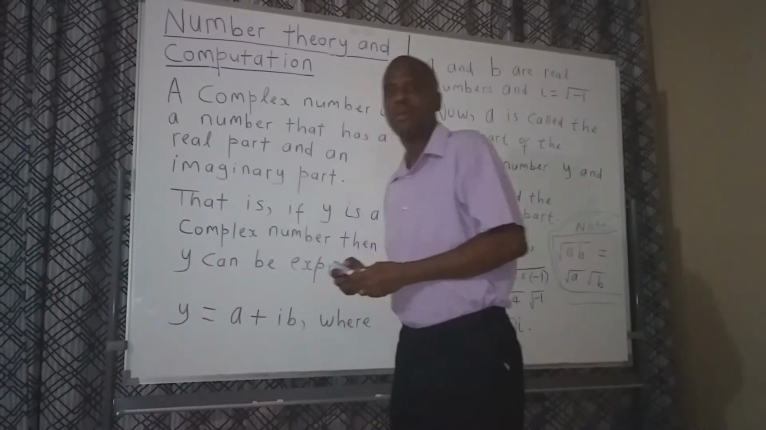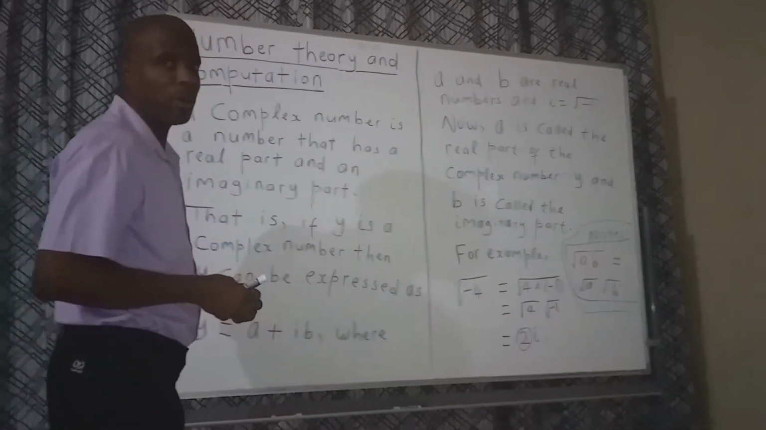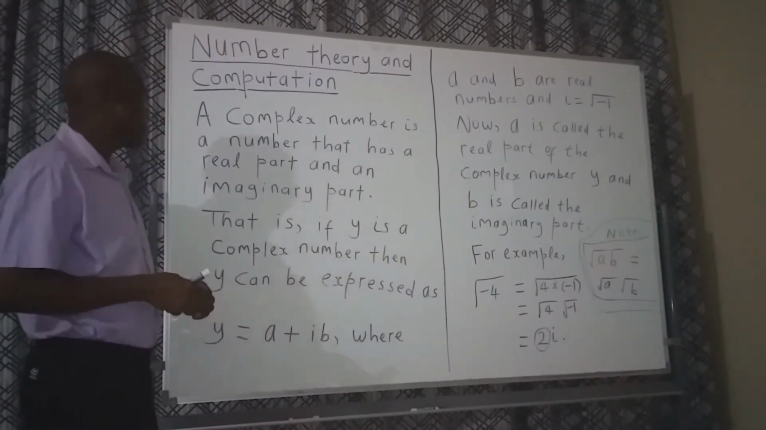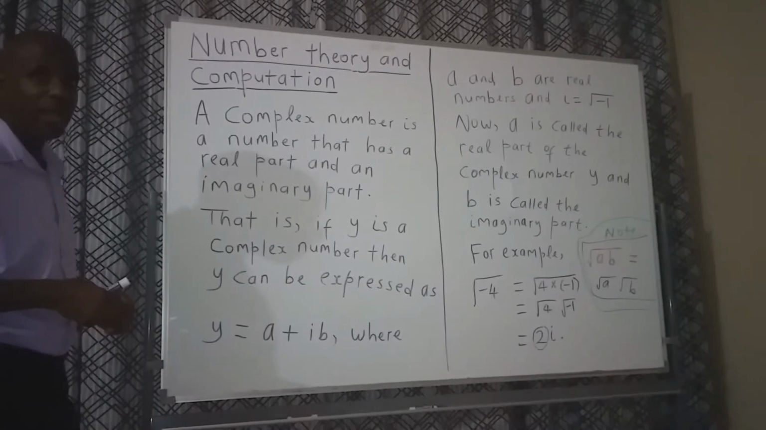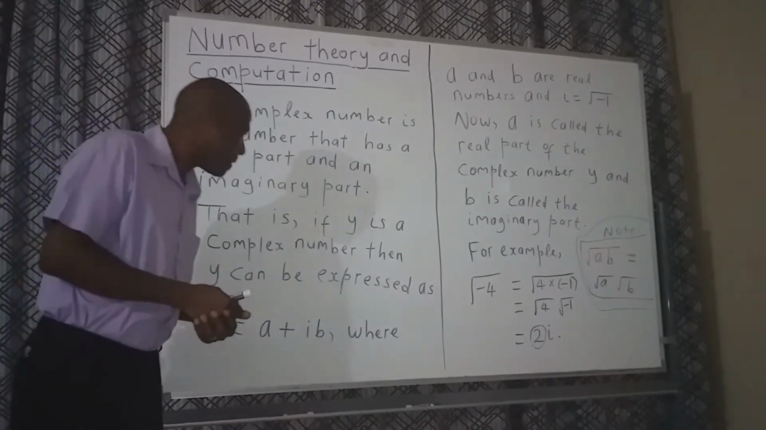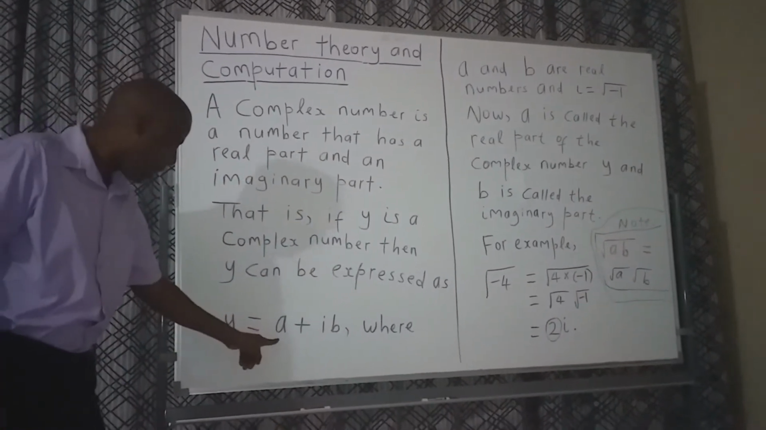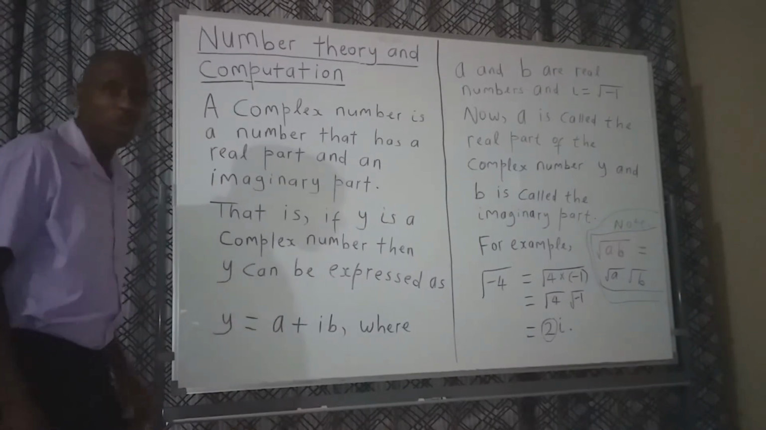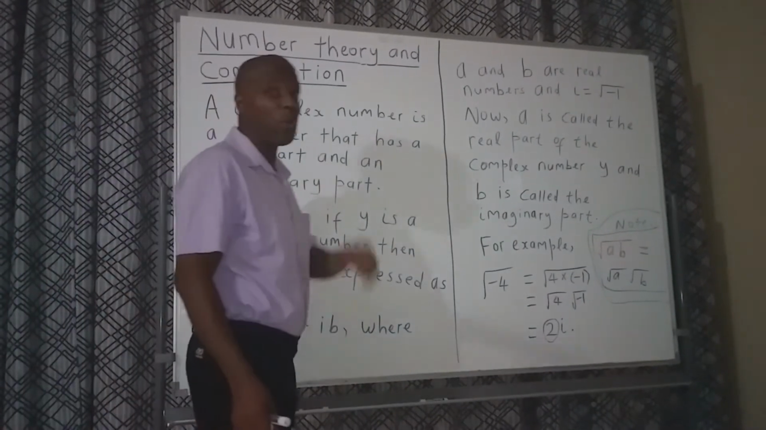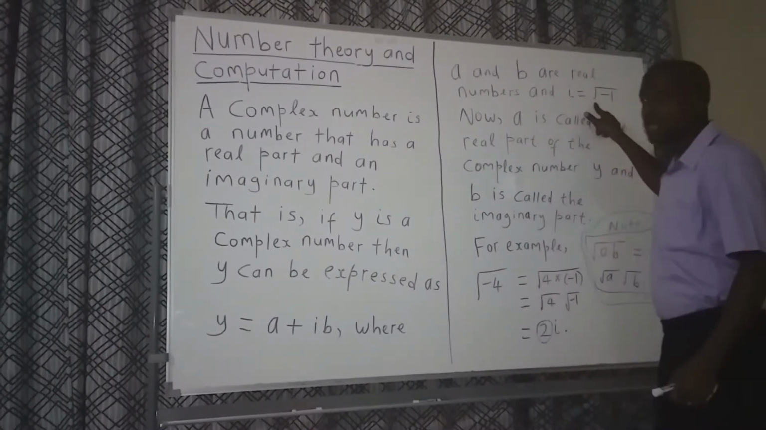So I'll be looking at what is called complex numbers. Now what is a complex number? Well, it's a number that has a real part and an imaginary part. So that is, if y is a complex number, then we can express y as a plus ib, where a and b are real numbers, and we can express i as the square root of -1.